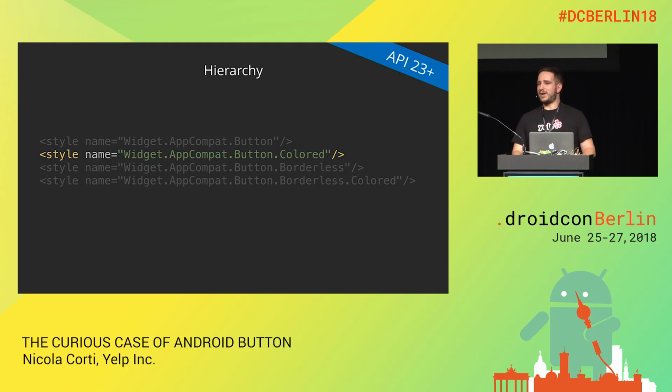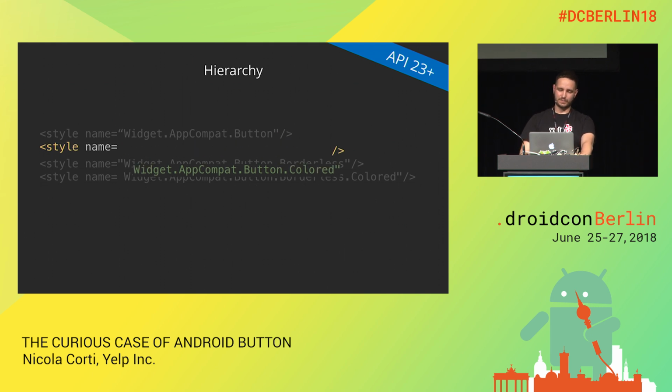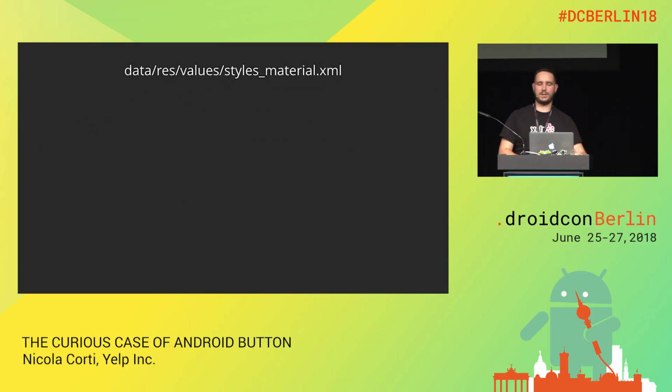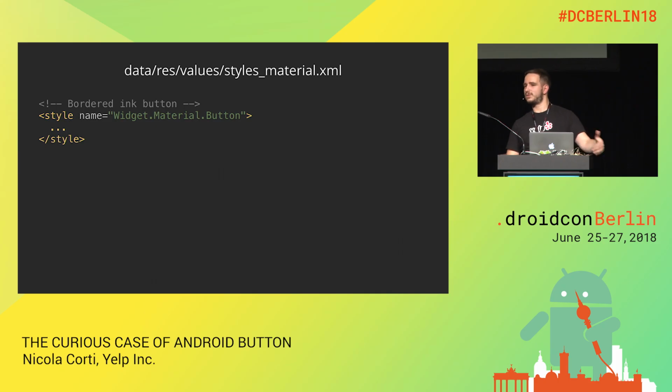Again, I'm going to restrict to API 23+, because color state list was, not exactly added there, but the support that I need to show you this case is in API 23+, but everything has been backported, so everything is available in the support library. So if you open this style, again, we end up in the base style, and then we end up in one of the Android framework styles, widget material button colored. We open again this file, styles material. This is the style that we saw before, the one for the gray buttons. And then we have this other.